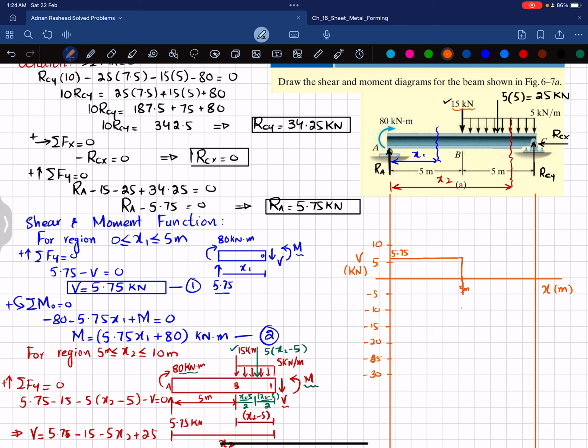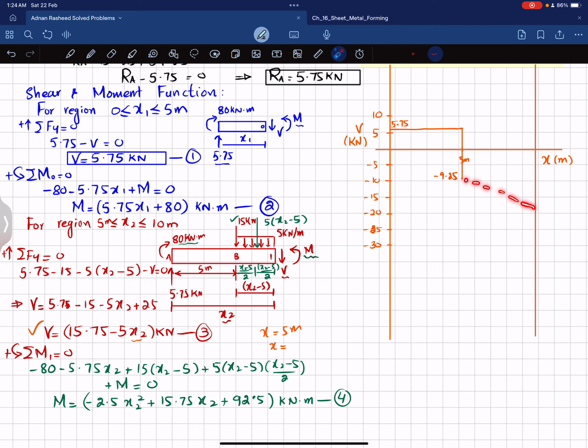This is minus 9.25, and if you put x is equal to 5 meter in this equation, clear? So you will again get minus 9.25. Now for x is equal to, you can also plot various points of x, clear, which is 6, 7, 8, 9, and you will get multiple points over here. So after joining them you will get the shear force, but here we will put x is equal to 10.